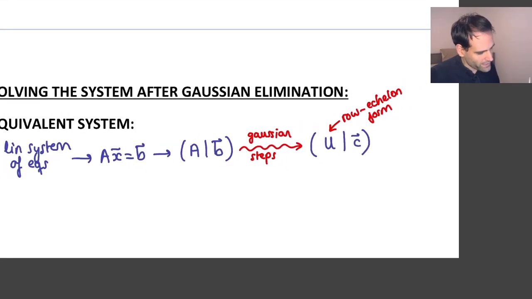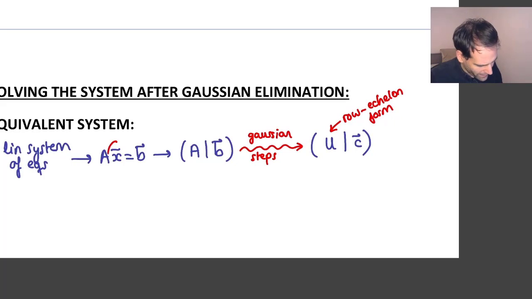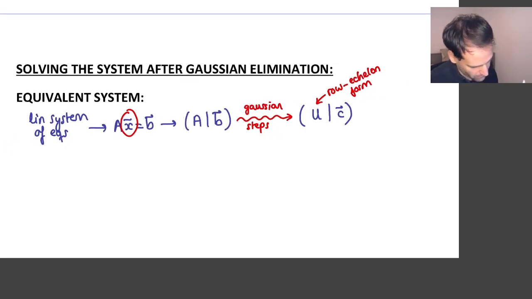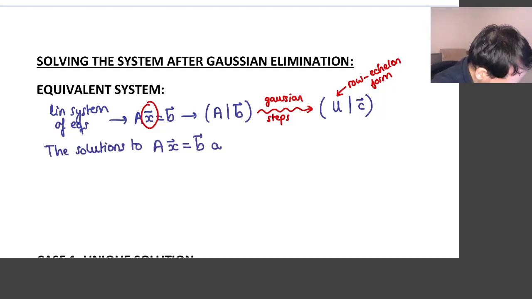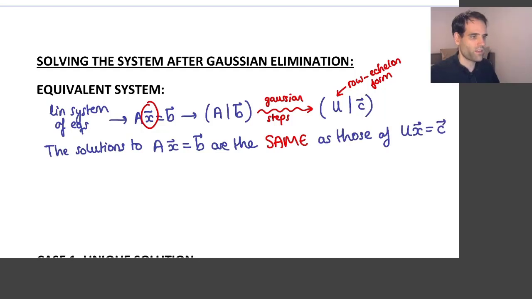So what does this have to do with solving for x, which is what we wanted to do in the first place? You might be wondering. So the key is this one. The solutions to Ax equals b are the same solutions as those of Ux equals c. Let me write it down. In other words, the Gaussian steps have not changed the solutions x.